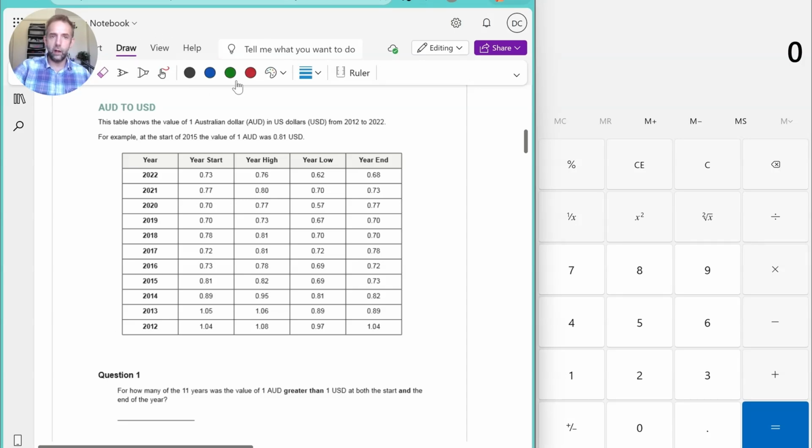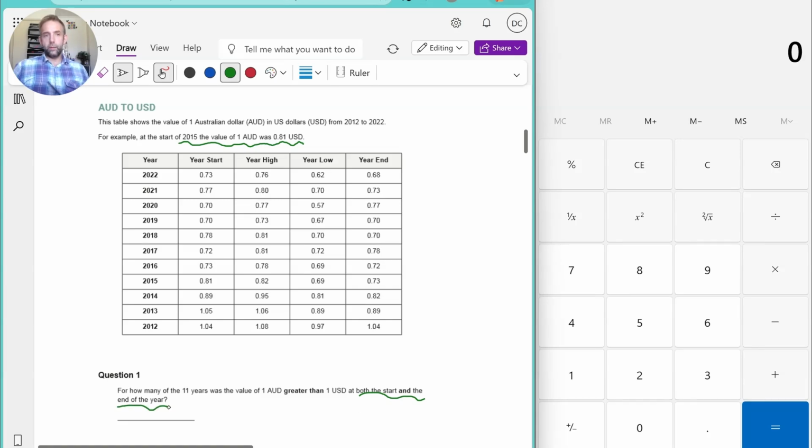So you'll see me highlighting and underlining things as we go along. It says at the start of 2015, the value of $1 Australian was $0.81. Okay, so that tries to give you an idea of what's going on when using this table. But what question 1 wants us to do, it says, for how many of the 11 years was the value of $1 Australian greater than, so that's important, greater than $1 at both the start and the end of the year?